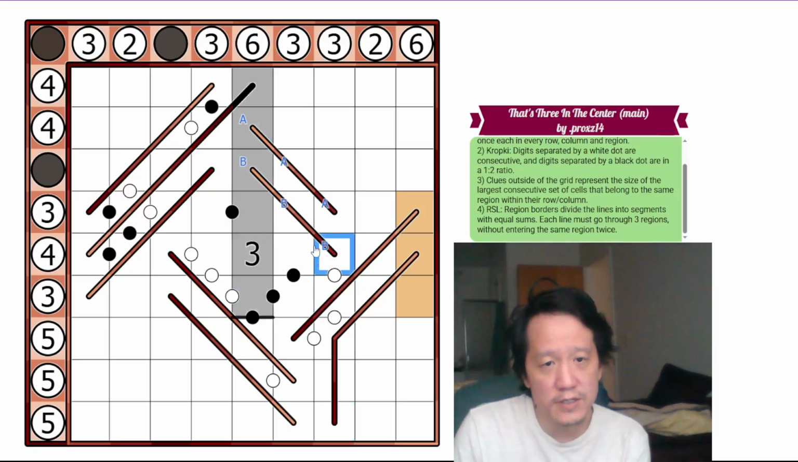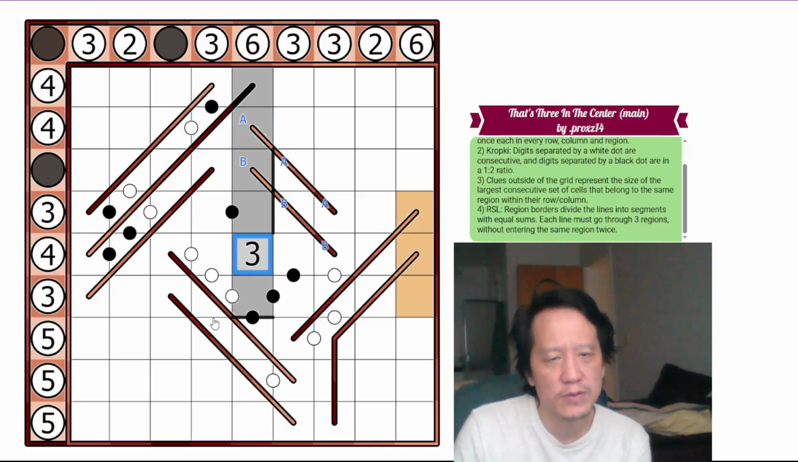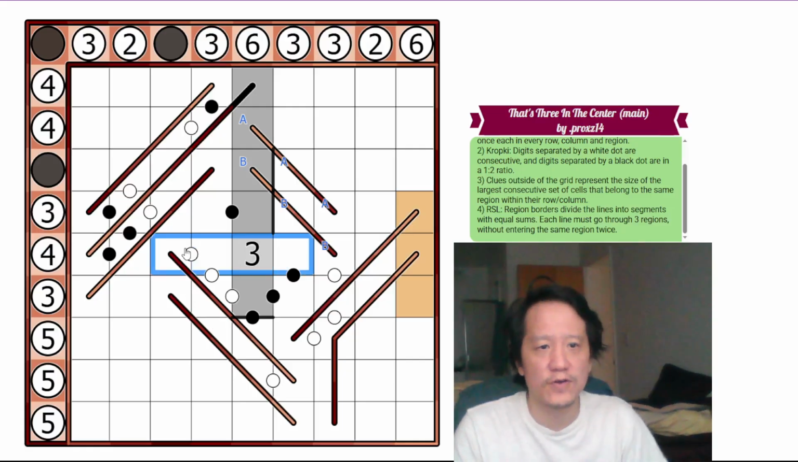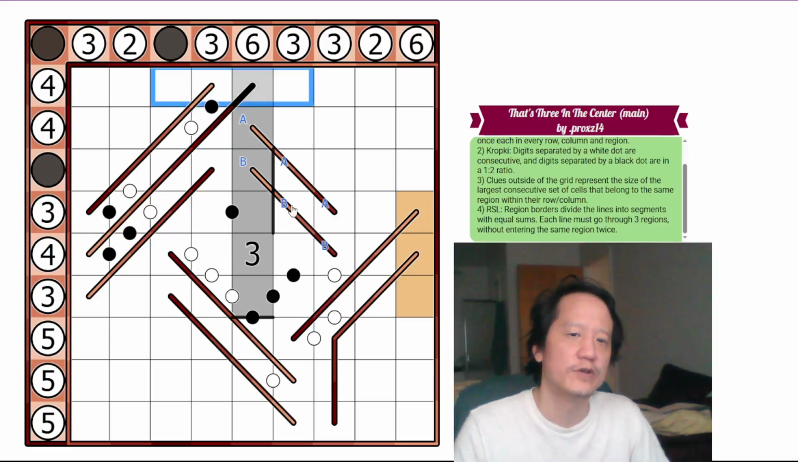This has to be 6. This is separate than this region. So this is not the same. This is not the same because it's part of a separate region. This could be part of it. We don't know. This could have 4 here. That's fine. This could have 4 here. This could have 4 here. We don't know.